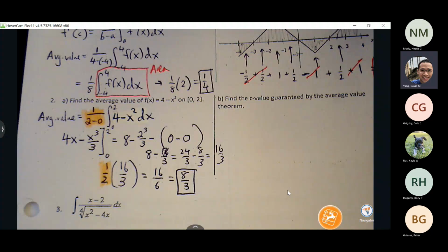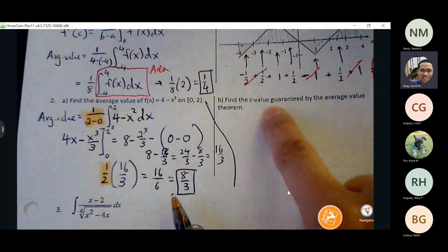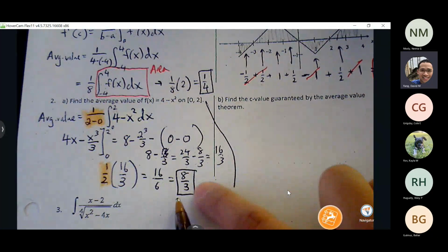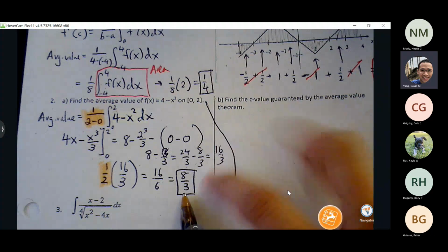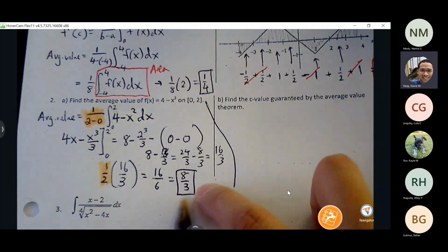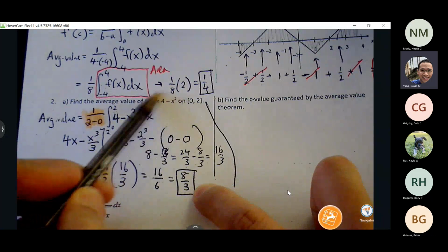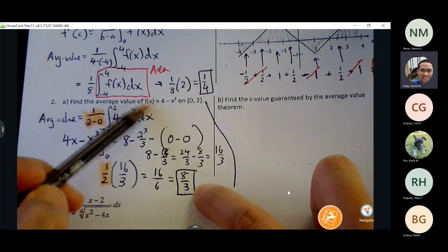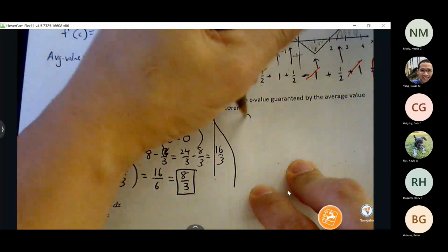Any questions with part A, finding average value? Part B says find the c value guaranteed by the average value theorem. So we know this is the y value where the graph exists, but now we're just basically looking for the x value. So I'm just basically looking for the location of this ordered pair, and I'm just going to rely on the original function. I have the target y value. Now I can just work backwards to solve for x.